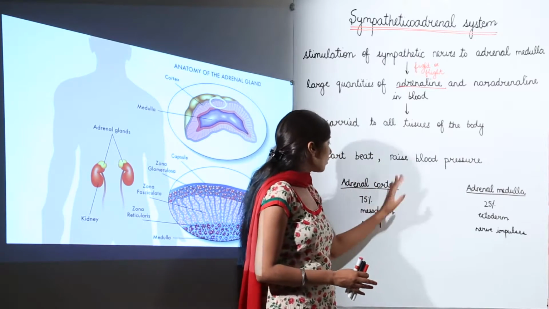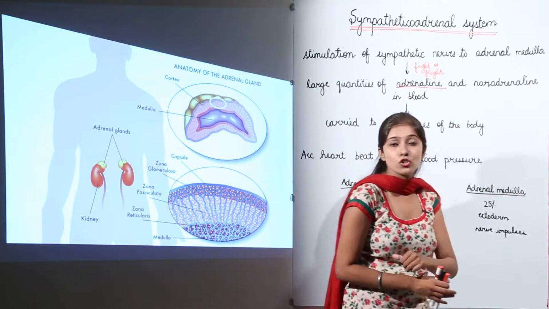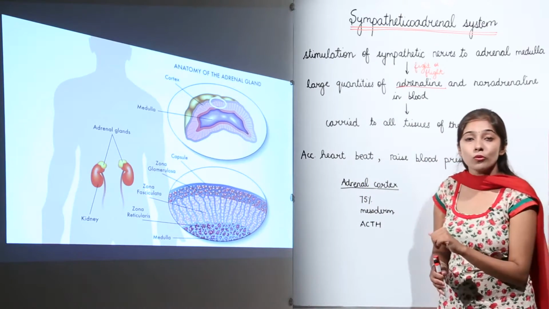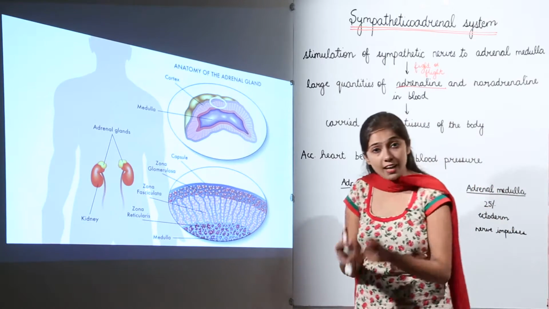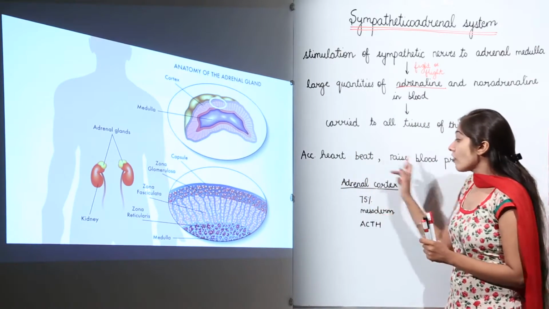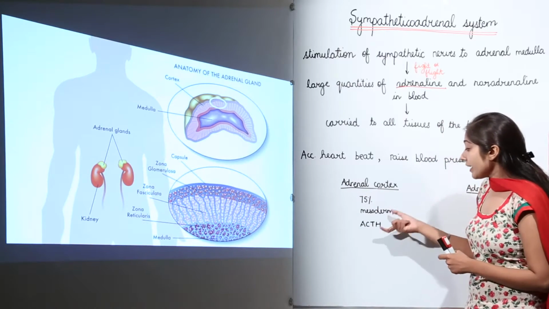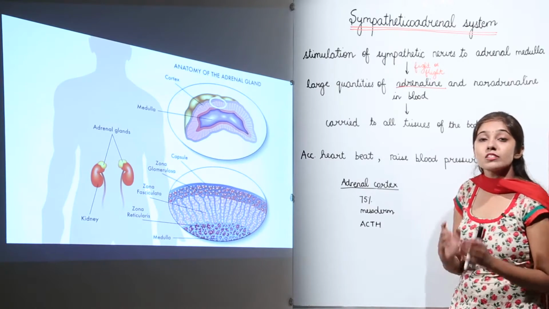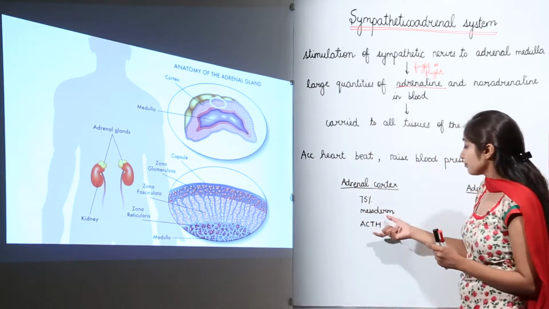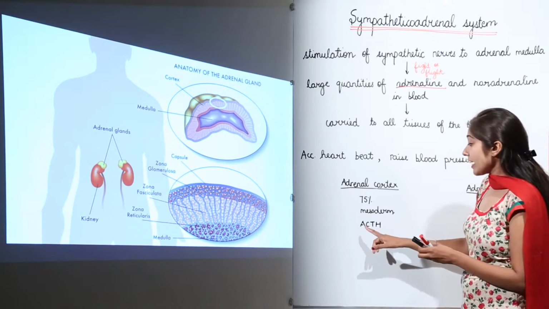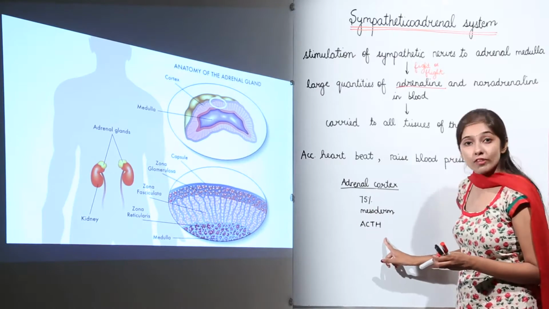Then the release of adrenal cortex hormones is controlled by ACTH. ACTH is the hormone that is secreted by the anterior lobe of the pituitary gland. So the release of hormones from the adrenal cortex is going to be regulated by ACTH, the hormone secreted by the anterior lobe of the pituitary gland. This is adrenocorticotrophic hormone.